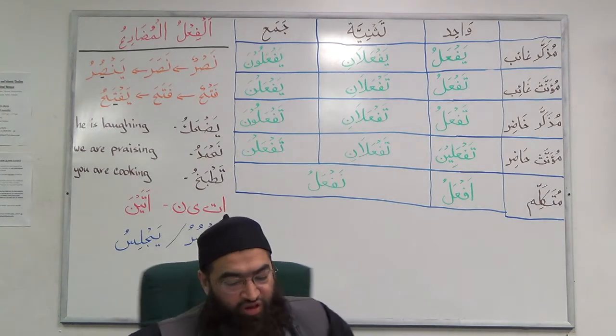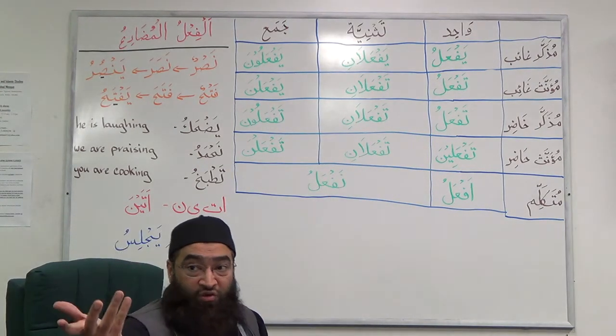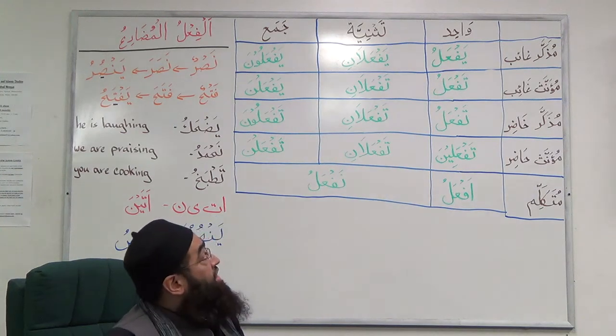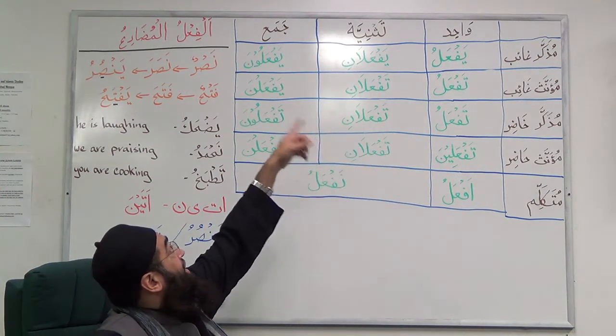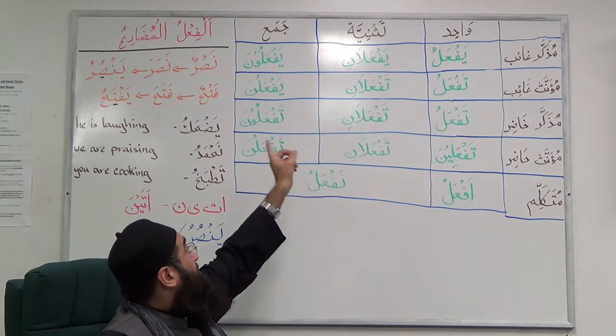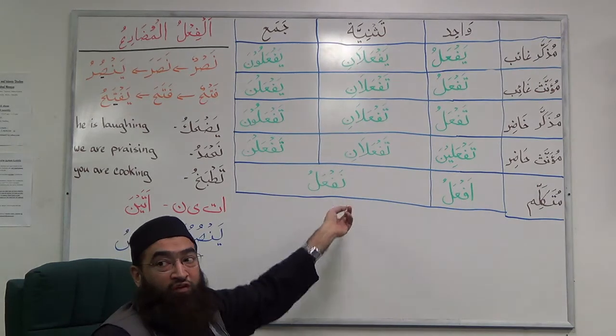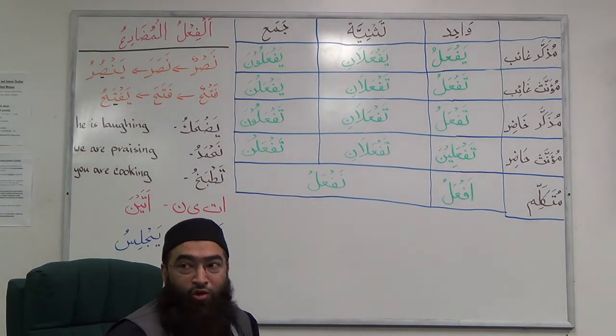So, for example, if it was fataha, fatahu, we did the madi, and now mudari'. يفتحوا يفتحان يفتحون تفتحوا تفتحان يفتحن تفتحوا تفتحان تفتحون تفتحين تفتحان تفتحن أفتحوا نفتح. By now you guys should all know it.